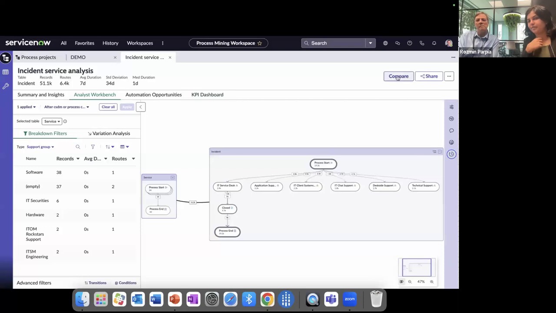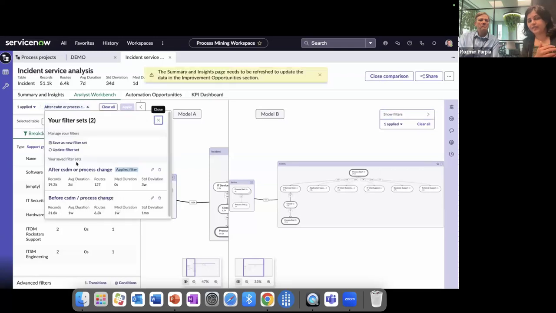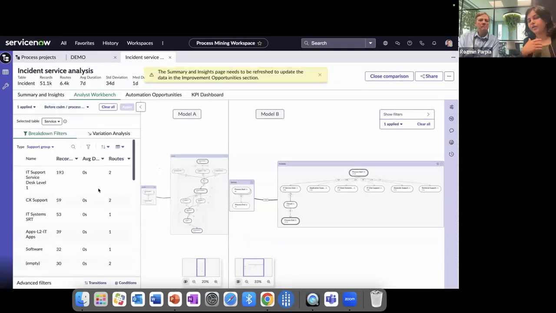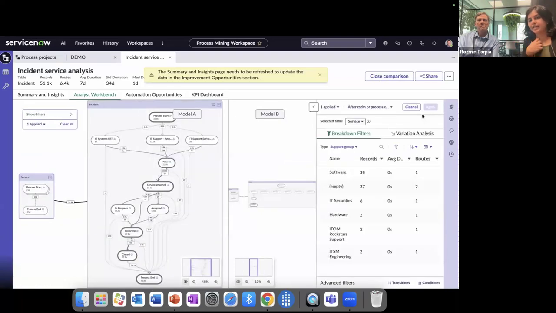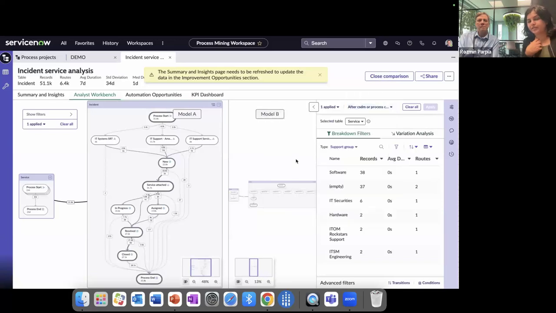Click on the compare button, and on one page you see the before and after. The left side of the page is before, and the right side of the page is after you do CSDM. And that's very beautifully portrayed here using process mining.